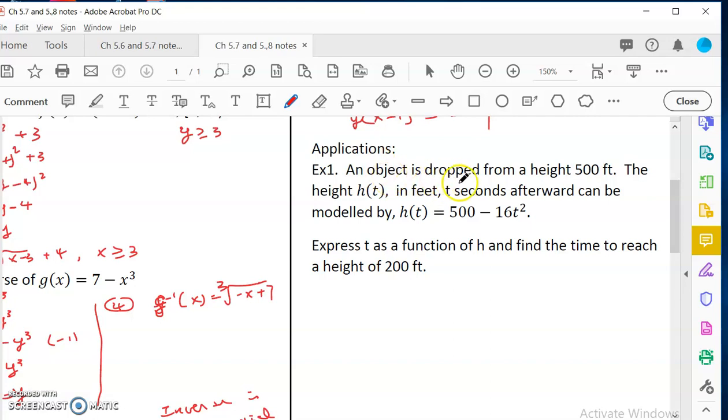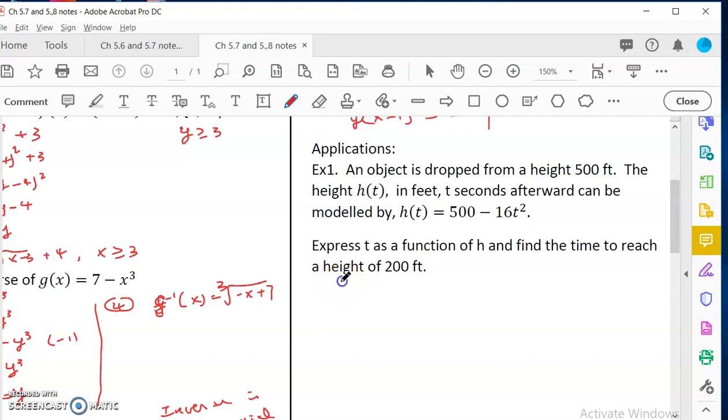The first application is to write the height function as a function of t. So we have been using t as the input to find height. Now we want to use h as the input to find t. So we would do the same thing, but instead of x and y, it becomes a little strange.